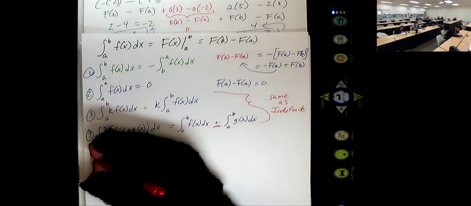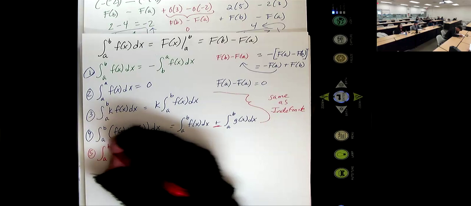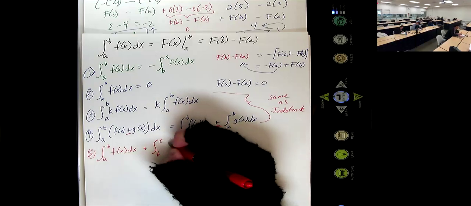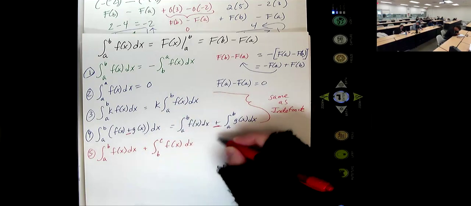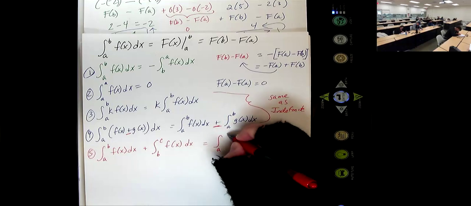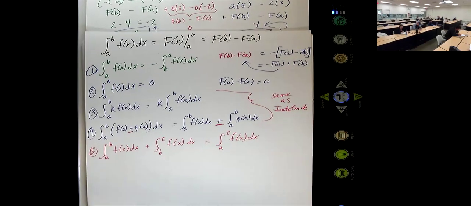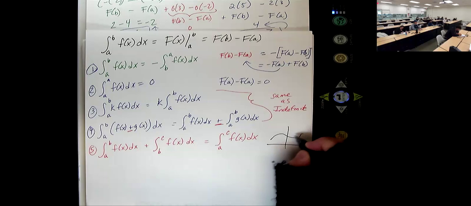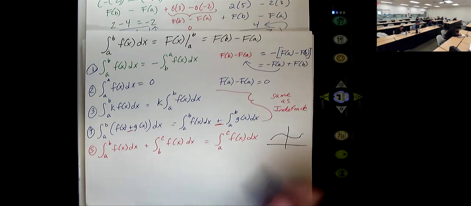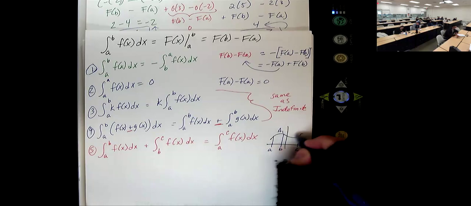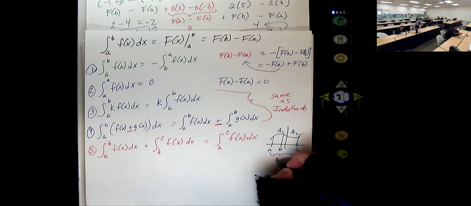We just saw this property at work. If we go from a to b of f of x dx, and then we go from b to c of f of x dx, this is like doing from a to c of f of x dx. Pictorially, that's like having a, b, and c, and adding area 1 to area 2 is the same thing as doing one big area.